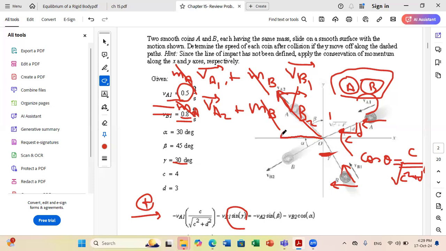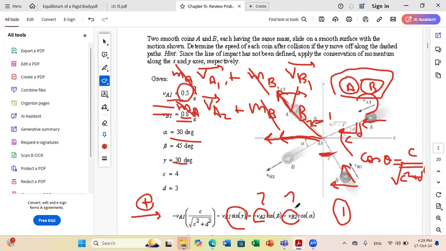Since they gave us the angle with Y, to project on X we do minus VA2 sine beta. While for VB2, we have the angle alpha given with X, 30 degrees, so we do minus VB2 cosine alpha, which is cosine 30. This will give us the first equation in which we have two unknowns, the magnitude of VA2 and the magnitude of VB2. So we need another relation to close the system.